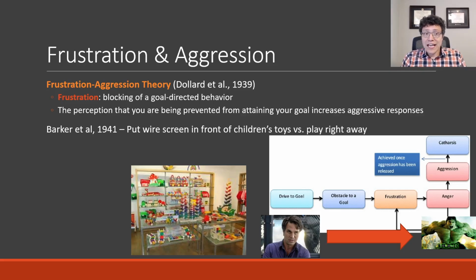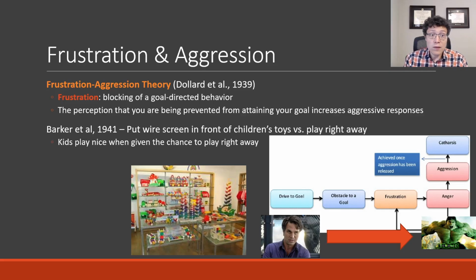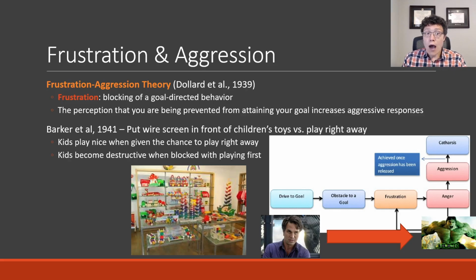A really cool study looking at this put a wire screen in front of children's toys in a play area. It said basically, hey, look at all those toys over there. You can't play with them yet. Other kids got to play with them right away. Kids play nice when they're given a chance to play with those toys right away. However, when they're not allowed to play with them at first and then they get the chance, turns out those kids have that frustration built up. And so they get it out by playing with that aggression, or playing with those blocks aggressively. So it turns out that one way that we can use aggression positively is to unblock a goal. But sometimes that might not always be the best here.